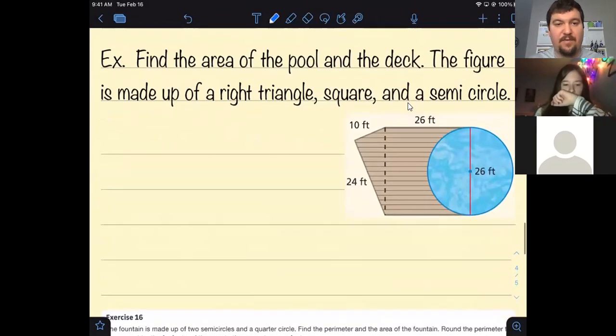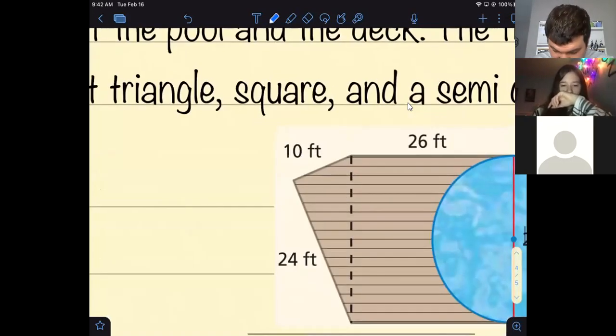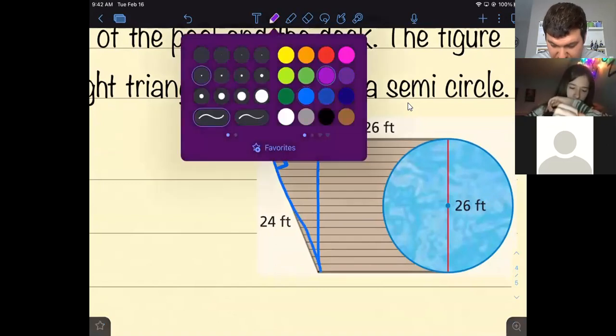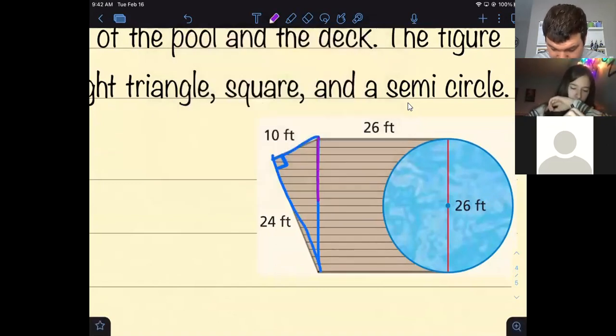I forgot I had this one here. It says find the area of the pool and the deck. The figure is made up of a right triangle, a square, and a semicircle. Okay, so if it says it's a right triangle, that must mean the right angle is right there. So we have a triangle, we have a square, and then we have a semicircle.